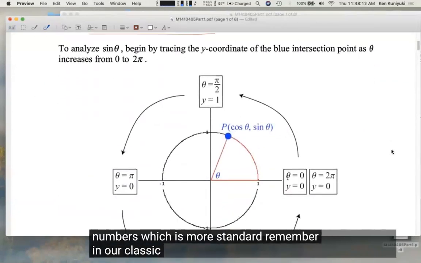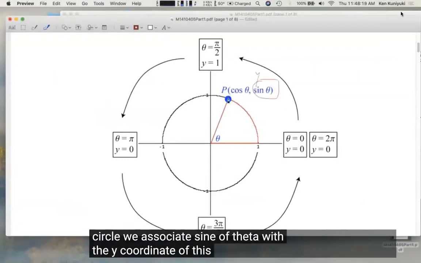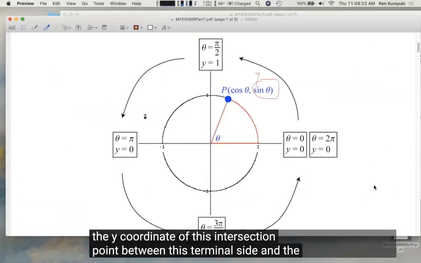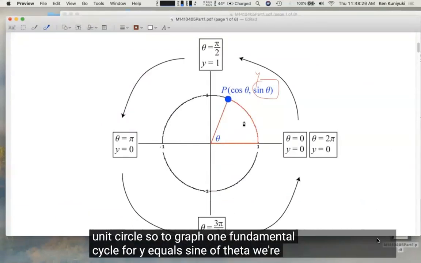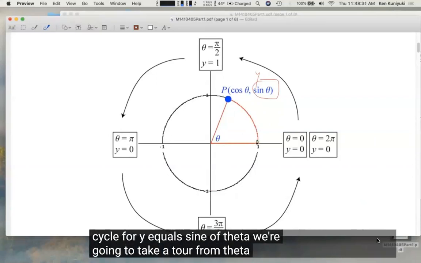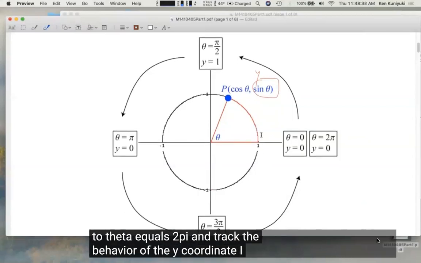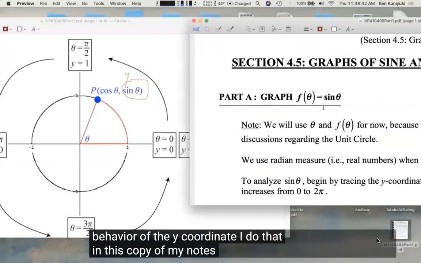Remember, in our classic picture of the unit circle, we associate sine of theta with the y-coordinate of this intersection point between this terminal side and the unit circle. So to graph one fundamental cycle for y equals sine of theta, we're going to take a tour from theta equals 0 to theta equals 2 pi and track the behavior of the y-coordinate. I do that in this copy of my notes.